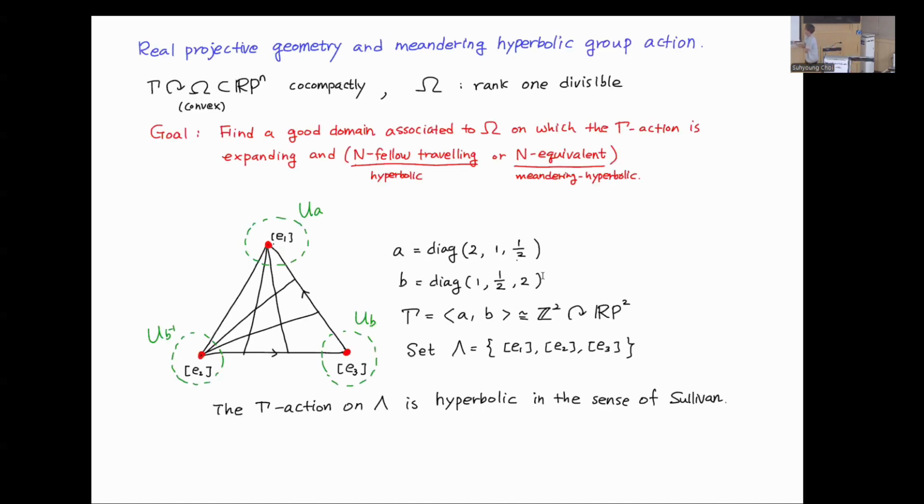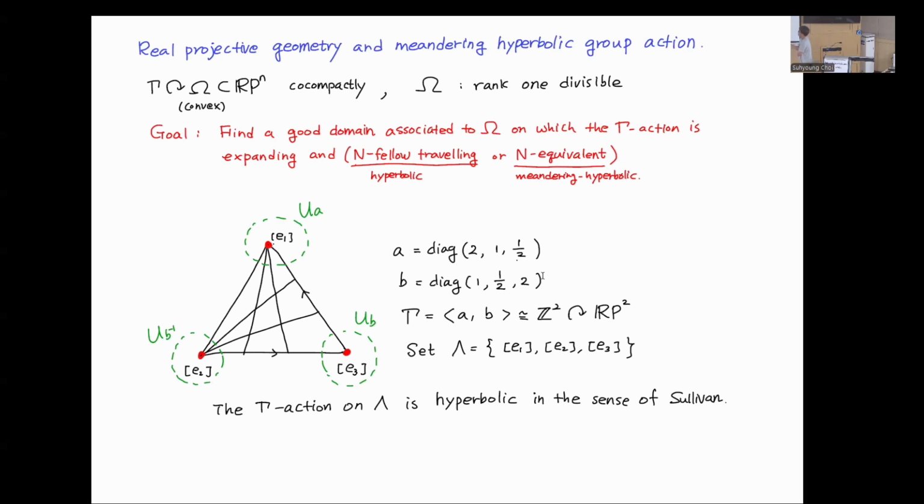Okay, so next, this is an ongoing project. Actually, we want to explore this meandering-hyperbolic group action and apply it to real projective space. As I told you, there is a concept of convex co-compact groups in real projective space, which may not be hyperbolic. Okay, so here is the setup.